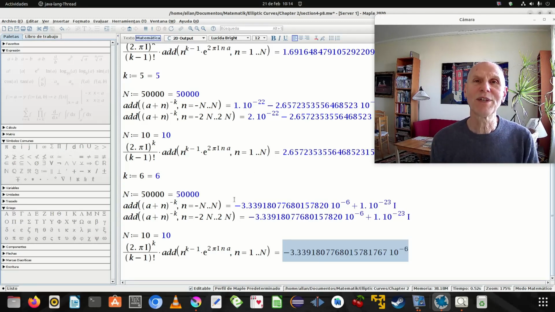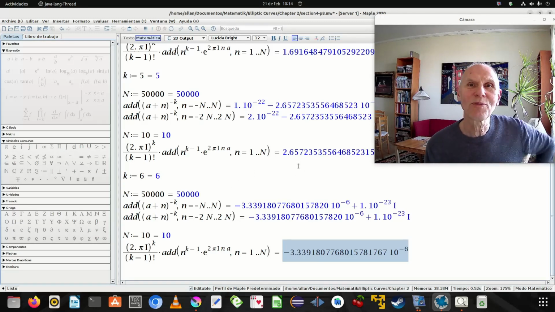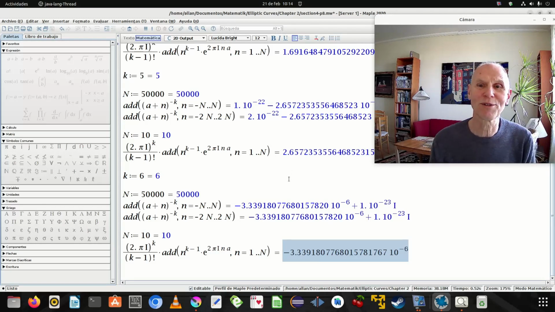Now, that finishes section 4, and I even found an error in one of the formulas. Surprised.